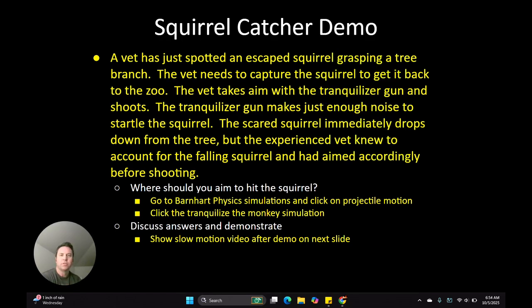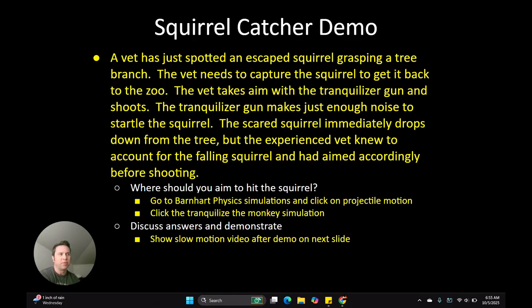We're going to start projectile motion. It's a continuation of pretty much everything we've done so far. So this is just a quick little thought thing, and I'll show you a video. But Vet has just spotted an escaped squirrel grasping a tree branch.